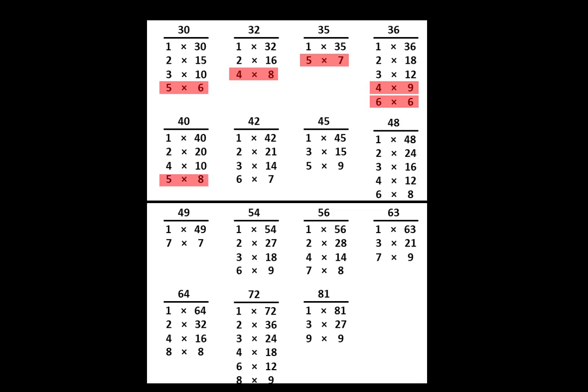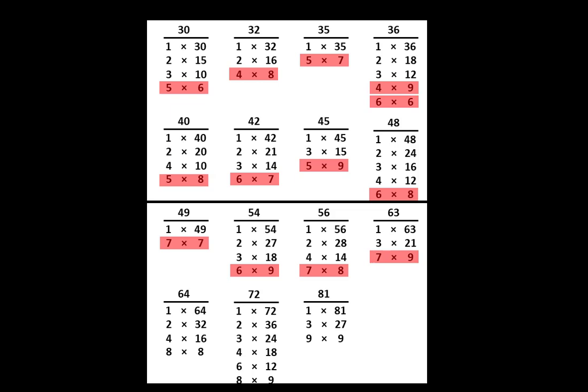5 times 8, which is equal to 40. 6 times 7, which is equal to 42. 5 times 9, which is equal to 45. 6 times 8, which is equal to 48. 7 times 7, which is equal to 49. 6 times 9, which is equal to 54. 7 times 8, which is equal to 56.